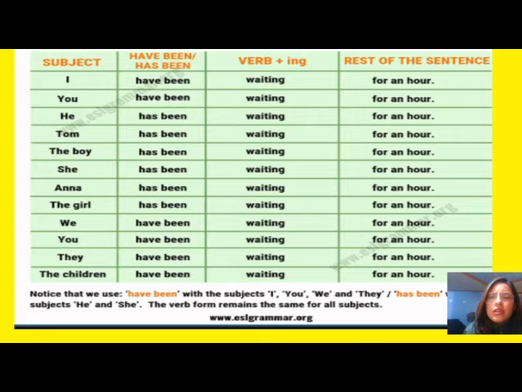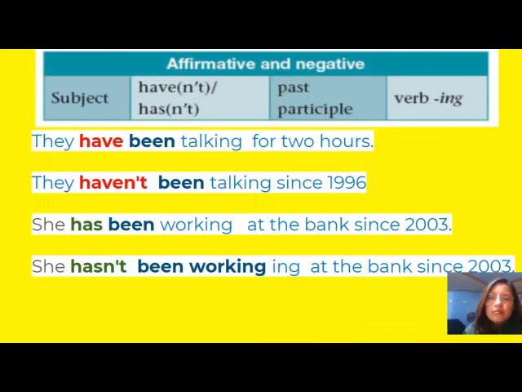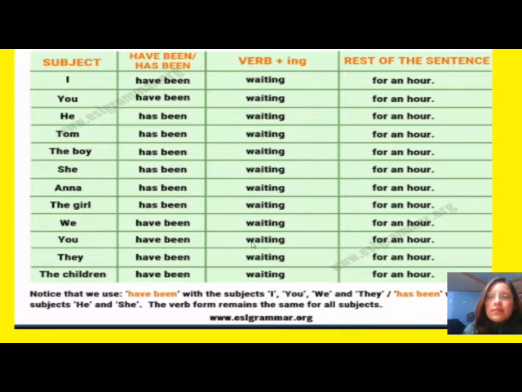But in question, what happened in question? You have to use the same auxiliary, ¿ok? Vamos a utilizar los mismos auxiliares. Now, please, in this case you can look at this chart. For example, subject: I, you, he, Tom, the boy, she, Anna, the girl, we, you, they, the children.